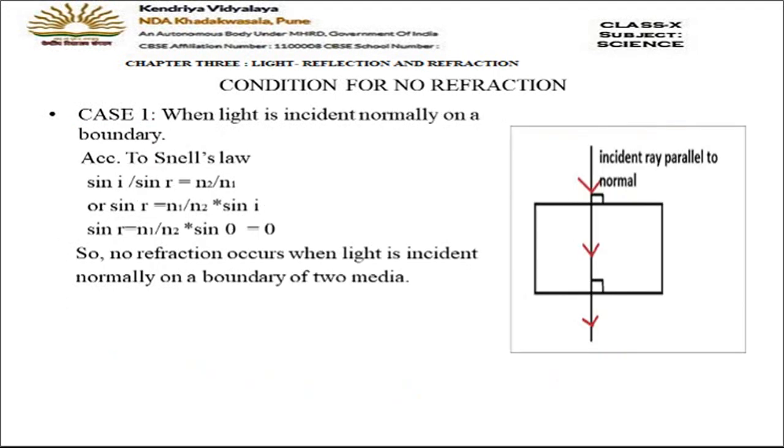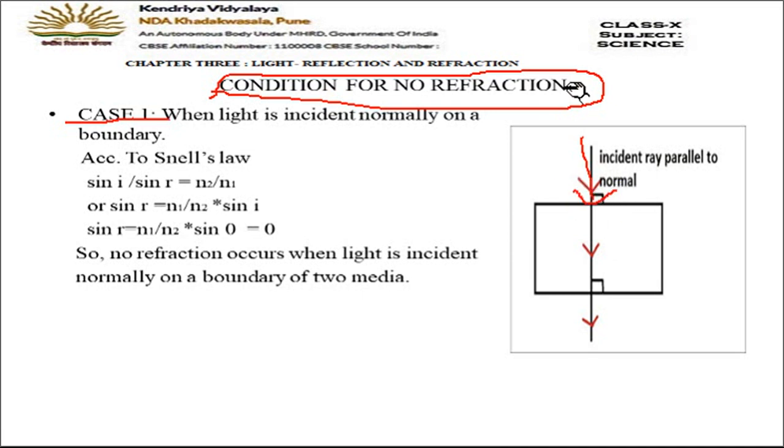Now, what is the condition for no refraction? What are the conditions where refraction does not occur? Case number 1: when light is incident normally. You can see light is incident normally here, making a 90-degree angle with the boundary. According to Snell's law, sin i upon sin r is equal to n2 upon n1. Now, we don't know the angle of refraction, we are finding where the light will bend, so we are finding sin r. So sin r will be n1 upon n2 into sin i.